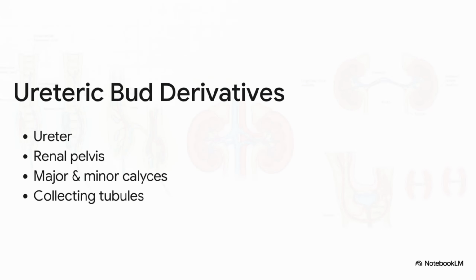So to firmly synthesize this for your exams, you need to permanently link the ureteric bud to these specific anatomical derivatives. If a board question asks you about the origin of the collecting system, you are looking for the ureteric bud, for sure. It specifically gives rise to the ureter itself, the renal pelvis, the major calyces, the minor calyces, and the vast network of collecting tubules. Drill that list into your head.